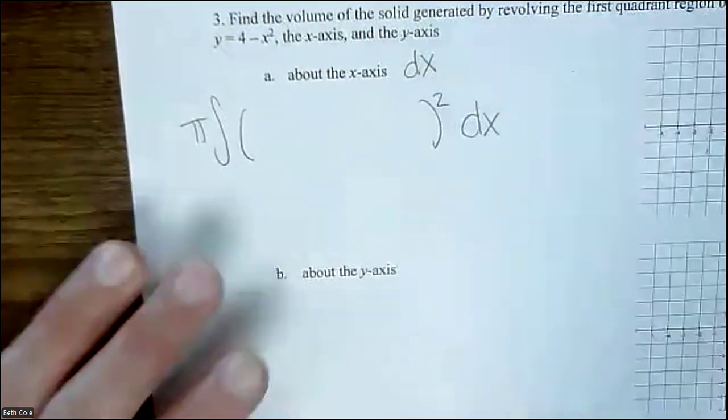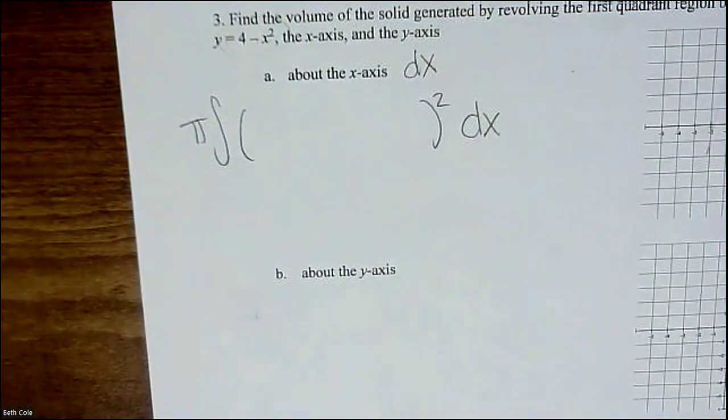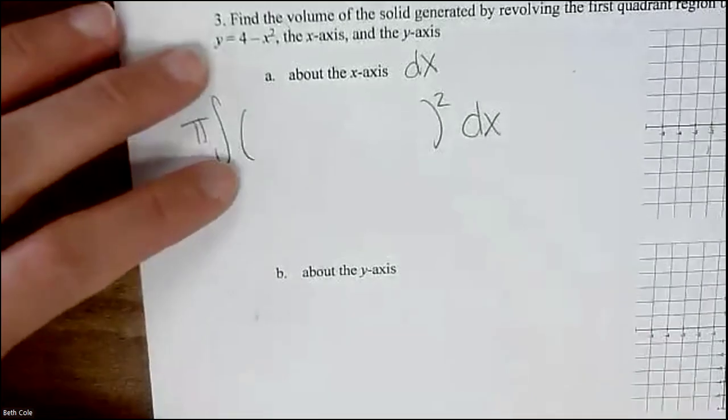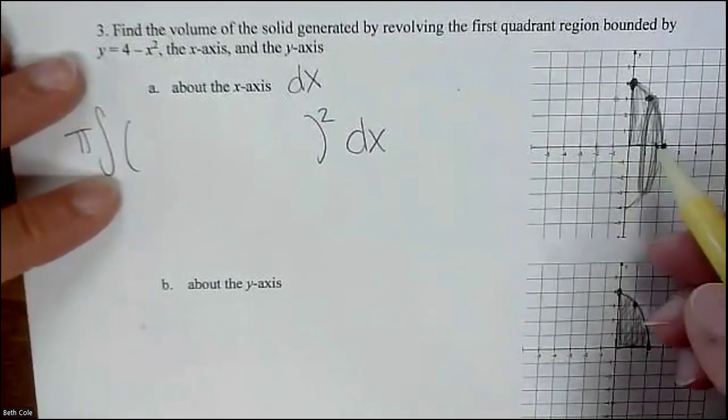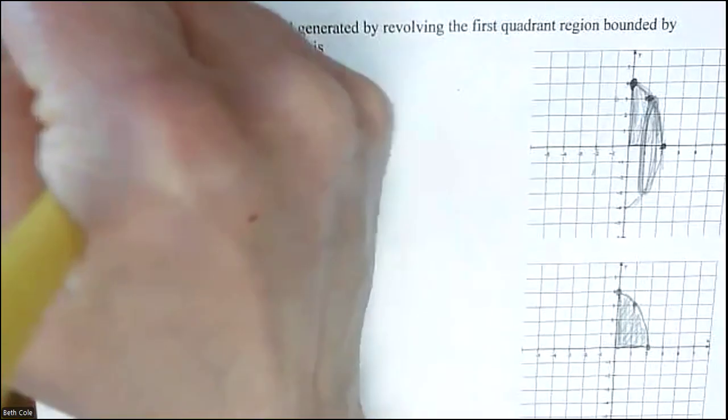Pi r squared dx. Set it up blank so you don't forget the pi or the squared. And your boundaries need to be x values since it's a dx. So look at your x-axis. That would be where to where? 0 to 2.